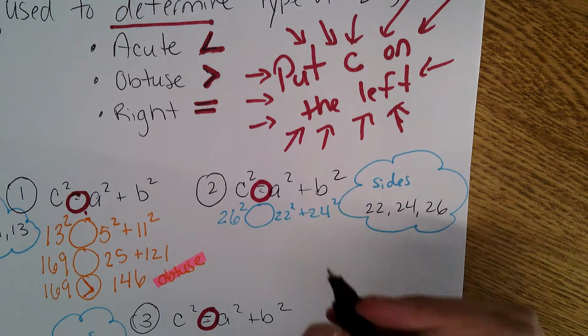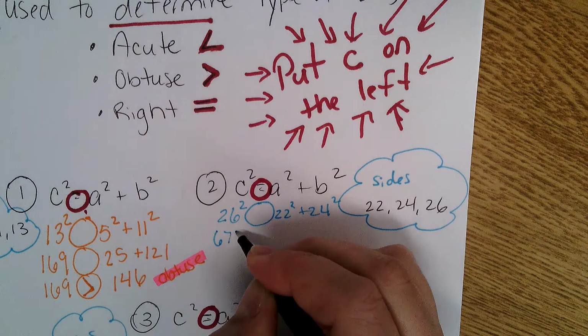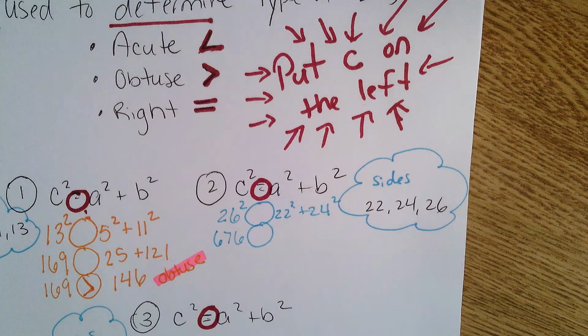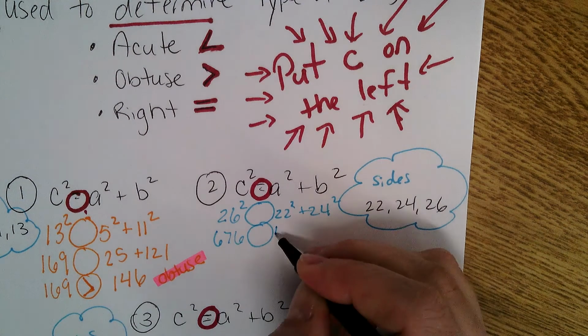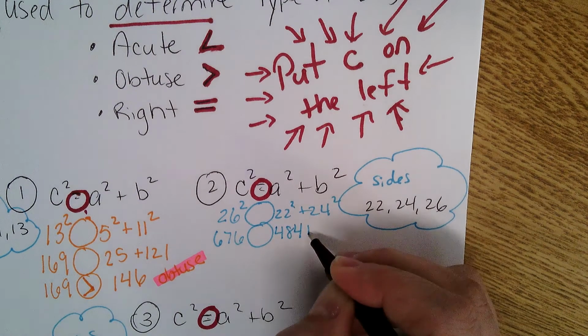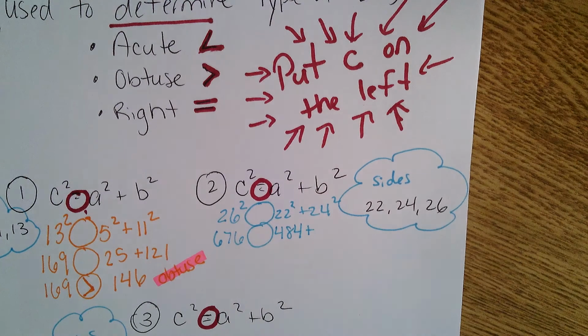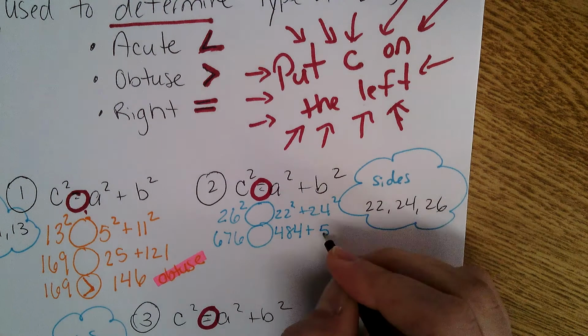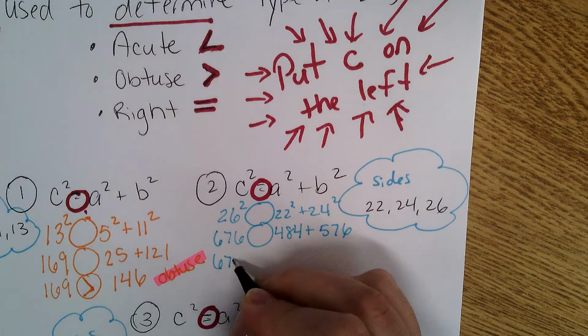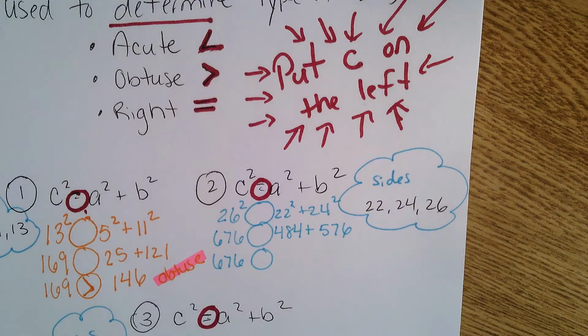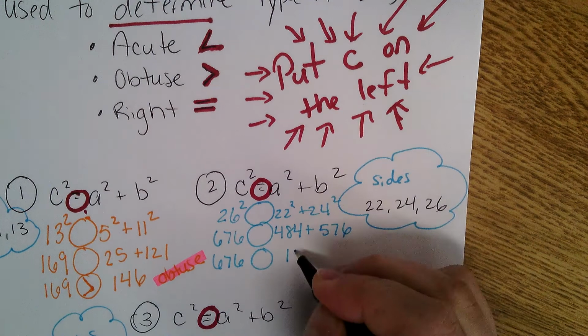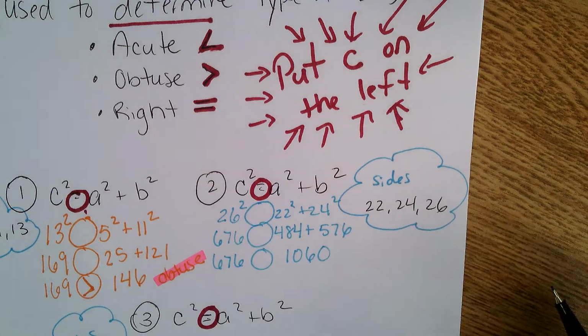26 squared, 676. Now I'm going to do 22 squared, 484, plus 24 squared, 576. Add them together and see what you get. Again, I do not know if these form a triangle. All right, so I've got 1060.